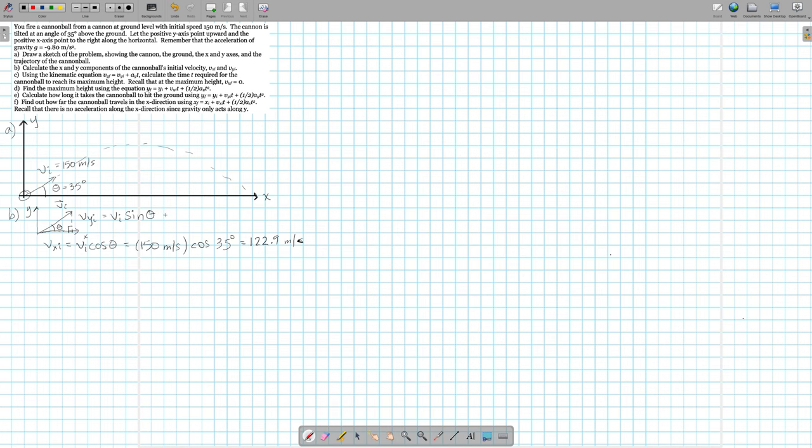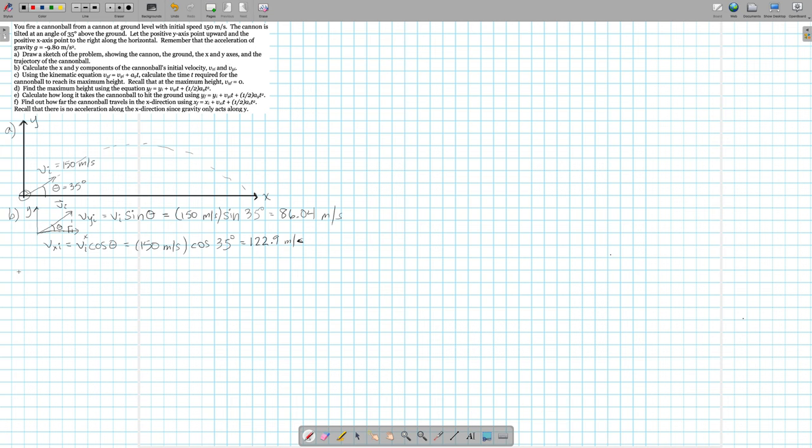And for the y component, that will be 150 meters per second times sine of 35. This pen is hard to work with. Okay, that equals 86.04 meters per second.